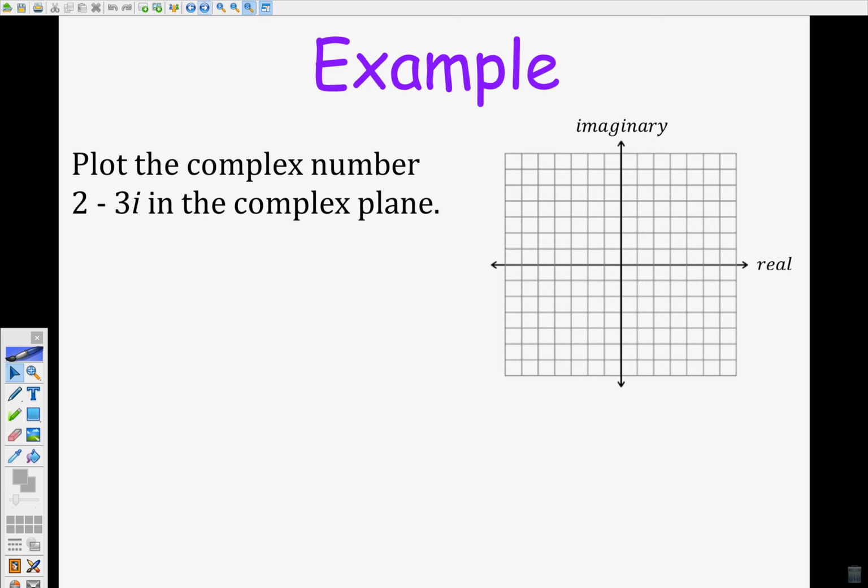If you notice the complex plane, rather than having x and y, it has the real and the imaginary axis. So instead of being the x-axis, that is where we plot the real part of the number, which in this case would be 2. And the imaginary part of the number would be 3i, or in this case, negative 3i. So this is the real part, and then this one would be the imaginary part.